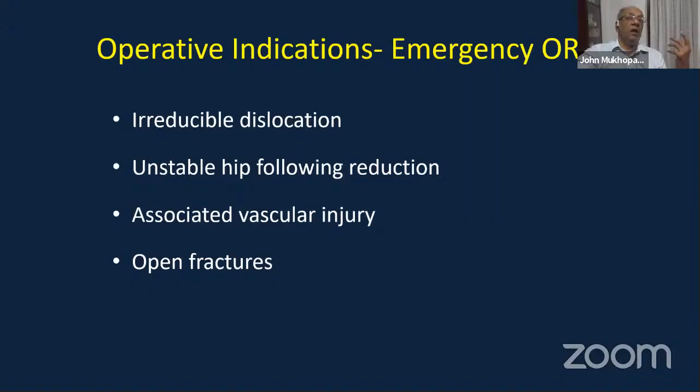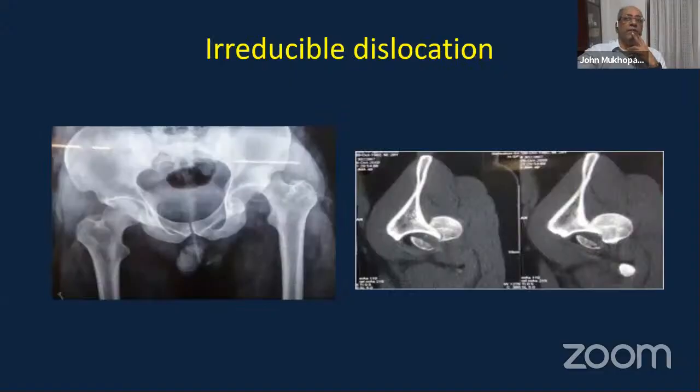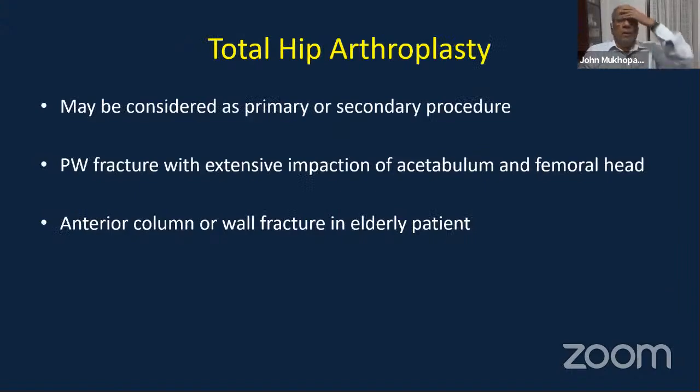opt for urgent surgery. If the hip is totally unstable, of course, if there's associated vascular injuries and open fractures, these are indications for emergency surgery. Okay, now this was a patient who, in spite of trying to reduce the hip, it was irreducible. And you can see there's also a head fracture there. And so you need to reduce this and get this fixed as soon as possible.